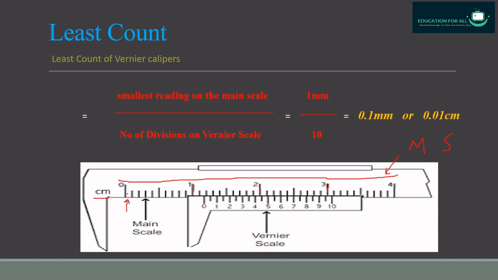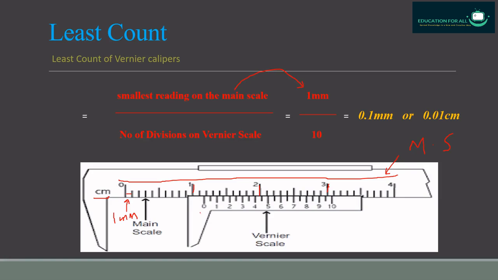From 0 to this division it is 1 millimeter, and you know in 1 centimeter there are 10 millimeters. The smallest reading in the main scale is 1 millimeter. So I write: the smallest reading in the main scale is 1 millimeter. I hope you got the concept. Now come to the divided by number of divisions on the vernier scale.